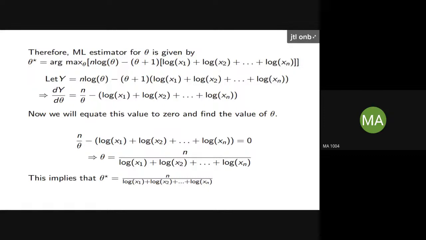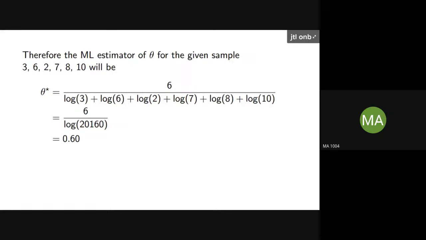Now your theta star is basically n divided by log of the first sample plus log of the second sample and so on up to log of the nth sample. We have 6 samples here, and if you substitute, we get 6 by log 3 plus log 6 plus log 2 plus log 7 plus log 8 plus log 10, which is the log of the product. You simply take the product: log 20160, so 6 by log 20160.